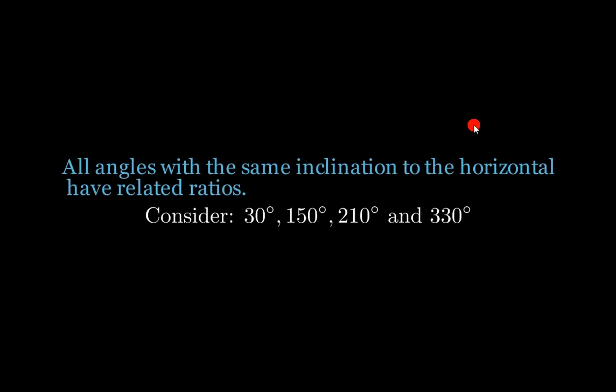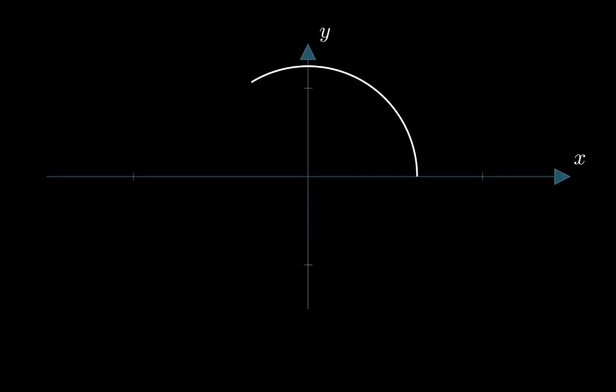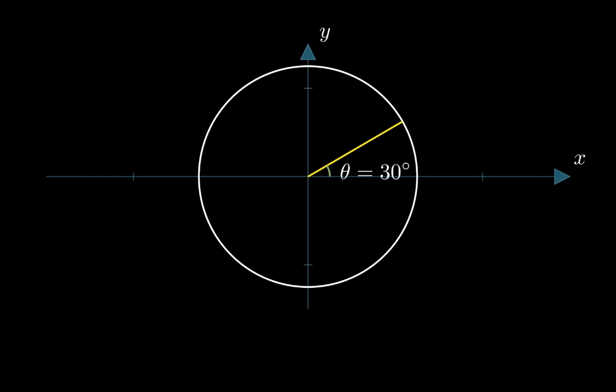All angles with the same inclination to the horizontal have related ratios. This is a general thing for any acute angle. You can get angles in the different quadrants that are related to that particular acute angle. I am going to demonstrate this fact using an angle of 30 degrees. Let us consider this Cartesian plane. You have an angle theta equal to 30 degrees. Take note that that one is an acute angle.